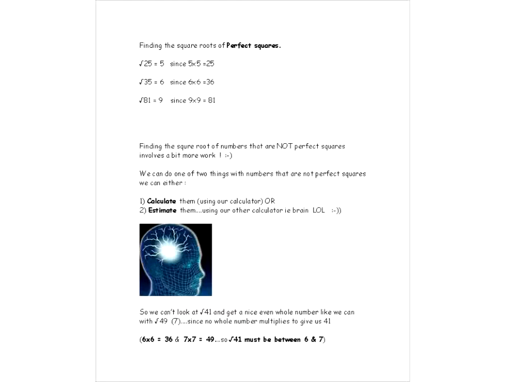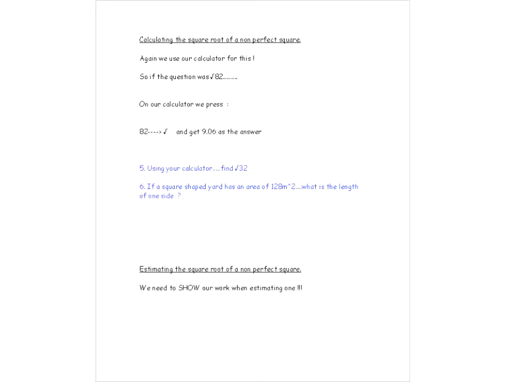Okay? So we're just going to go over how you estimate the square roots of numbers that are not perfect squares. Okay, so for instance, if you look at a number like the square root of 41, you don't get a nice even whole number, right? Like you do with the square root of 49, which is 7. Okay? So what you know is, since 6 times 6 is 36, and 7 times 7 is 49, because 41 is between 36 and 49, the square root of 41 has to be between 6 and 7. Okay? So we're just going to go over now exactly how you do that, estimating square roots.